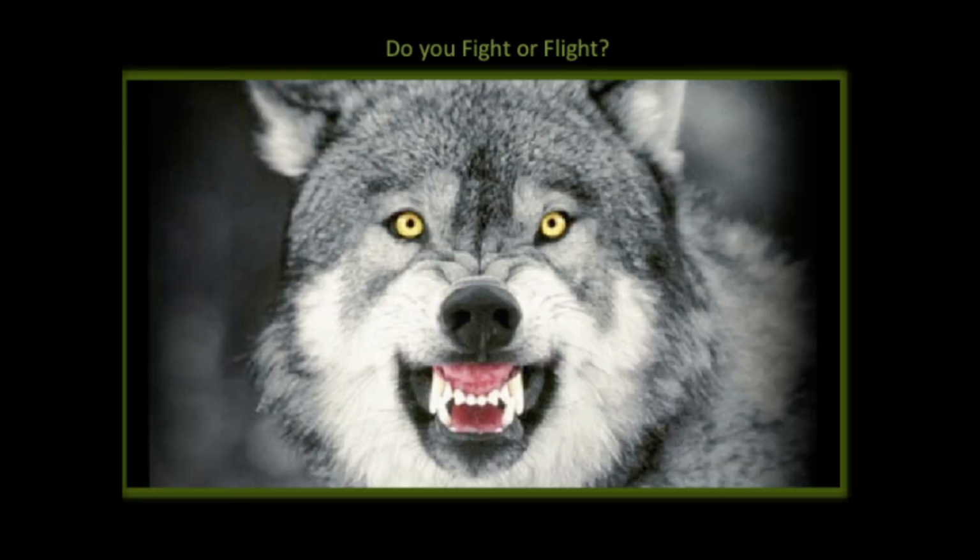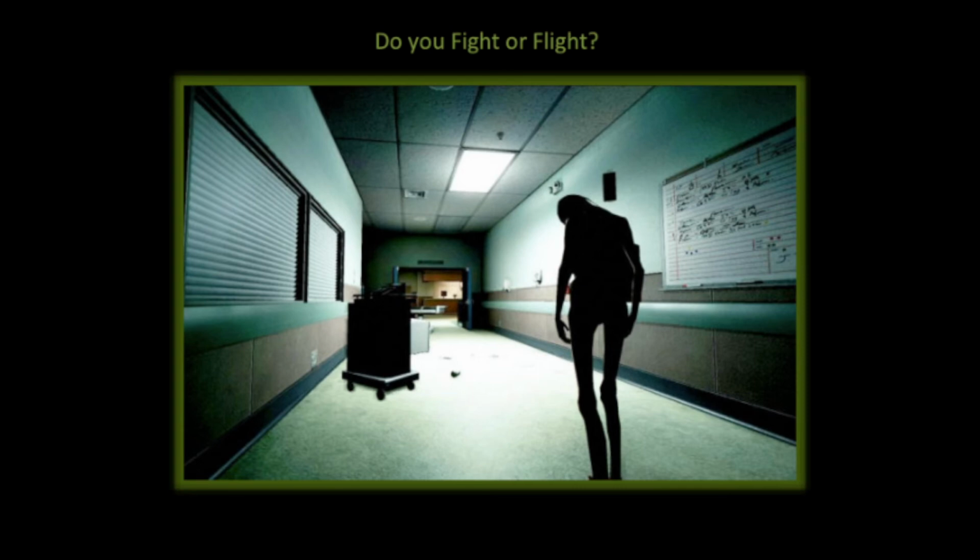Now, here's an image to provoke. You're looking at an image of a wolf. Do you fight or do you flight? Once you look at the world from the position of a triune perspective, you should be able to recategorize images into the appropriate section of the brain.